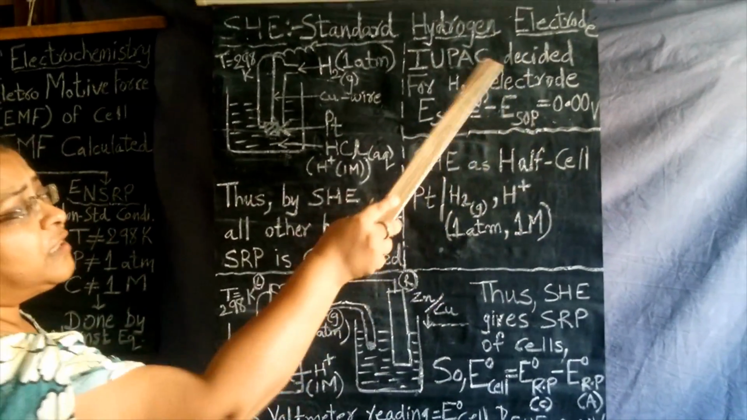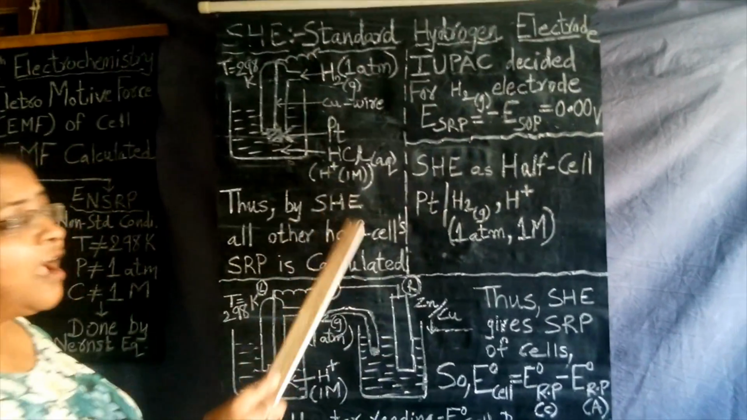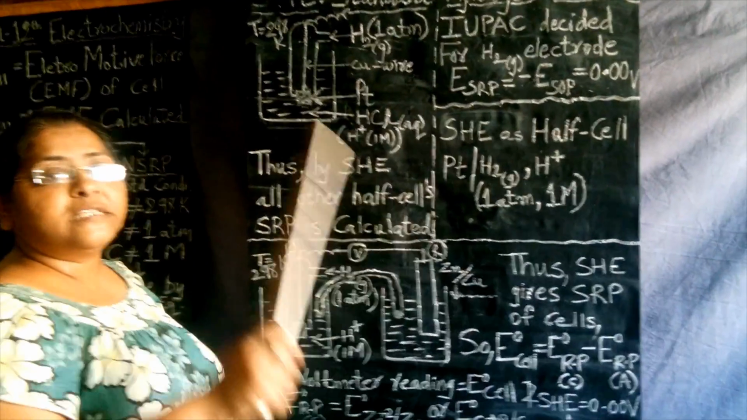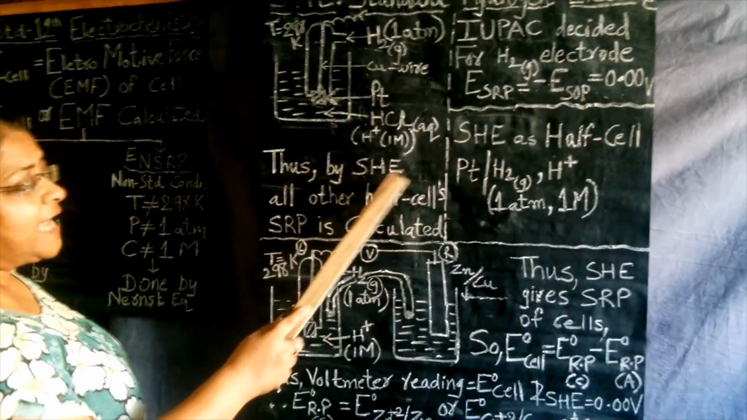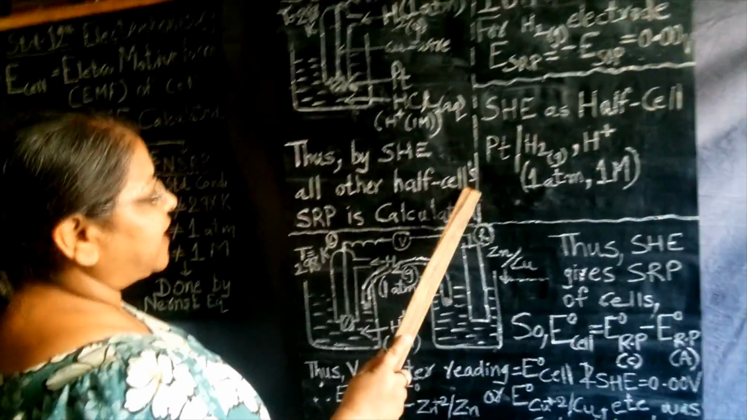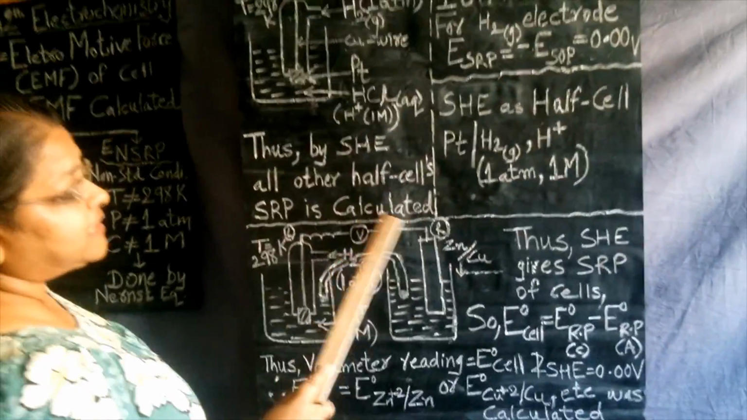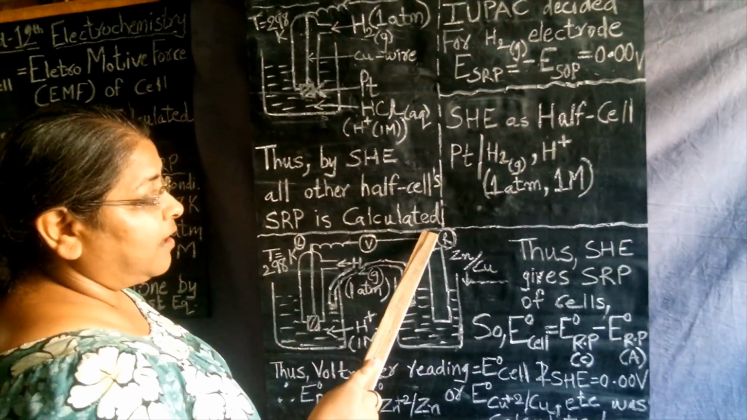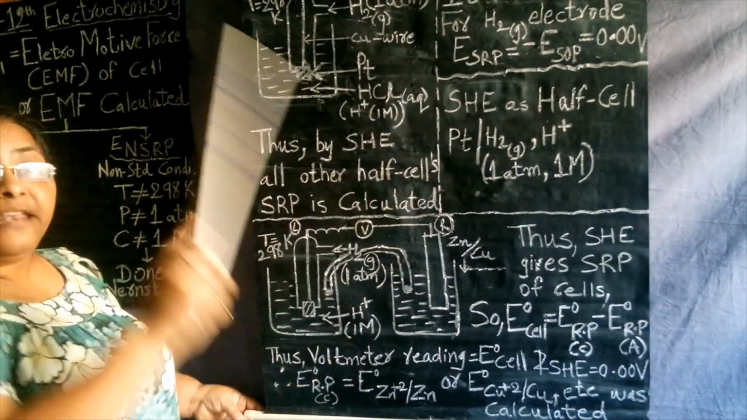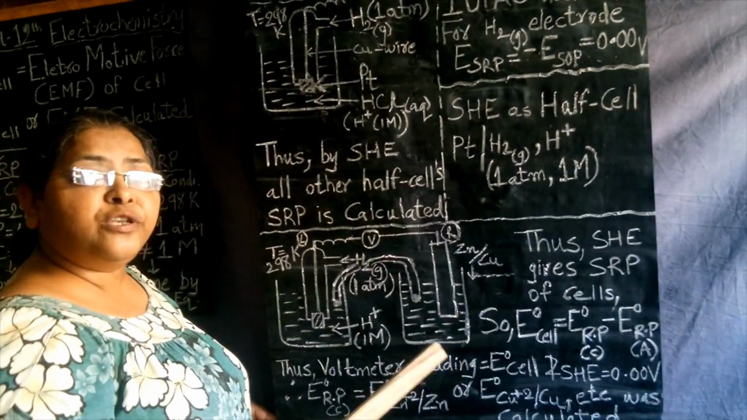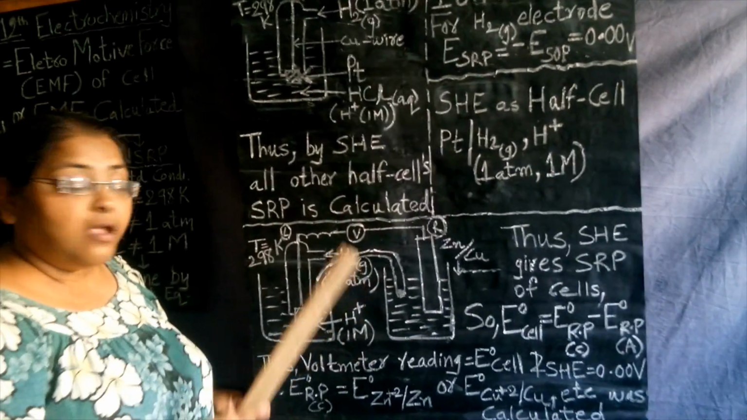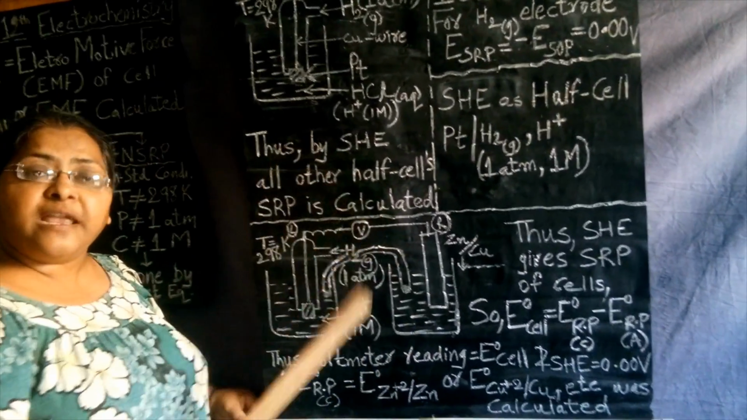And with this help, other half cells are being considered and their values are calculated. Here you can see with the help of SHE, the standard reduction potential of all other half cells is calculated. As in the galvanic cell, yesterday and the day before yesterday, in two different videos I have shown you the galvanic cell as well as the electrolytic cell.